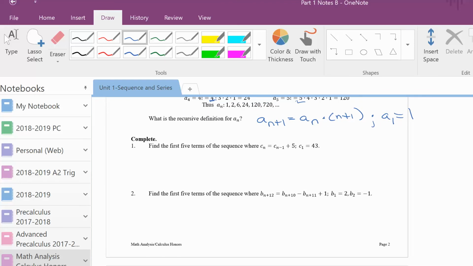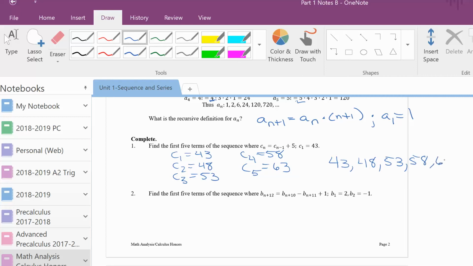So if you look here, going back to recursive definitions, for the first 5 terms of this sequence, the first term is 43. You're adding 5, so the next term is 48. The next term is 53, the next term is 58, and the next term is 63. So the 5 terms are 43, 48, 53, 58, 63.